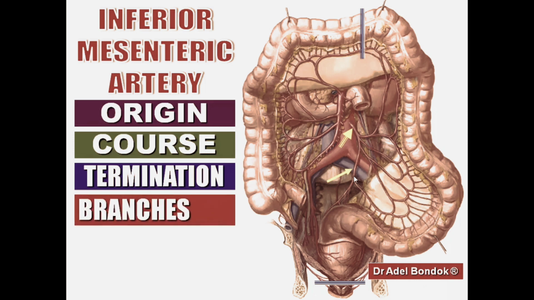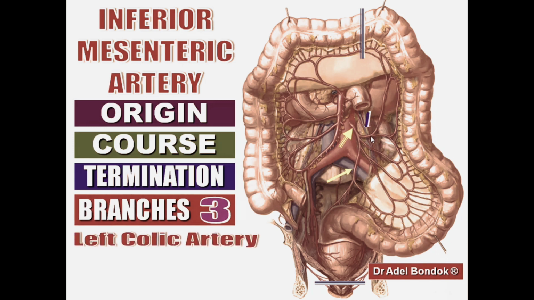Branches. Left colic artery. This left colic artery divides into ascending and descending branches. The ascending branch supplies the left third of the transverse colon, left colic flexure, and the descending colon. Okay. Then these two branches, sigmoid branches, go to the sigmoid colon, and anastomose with the left colic artery.